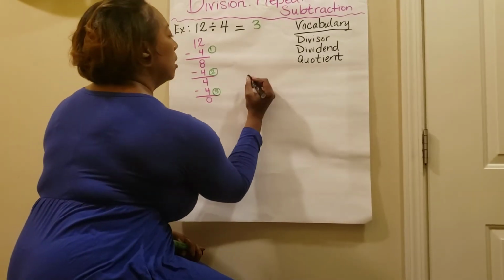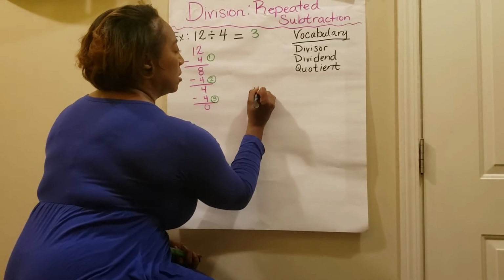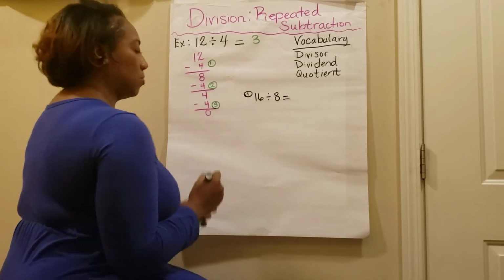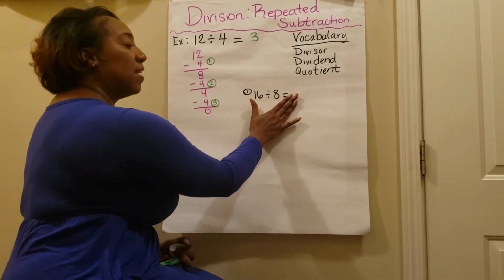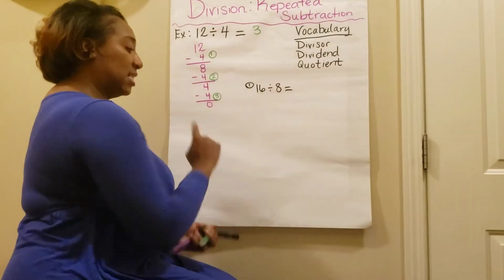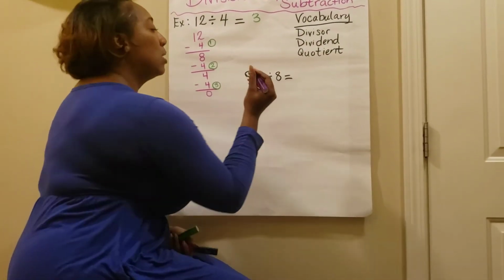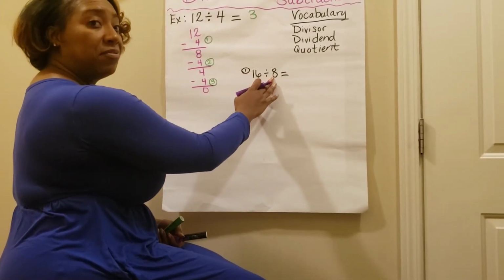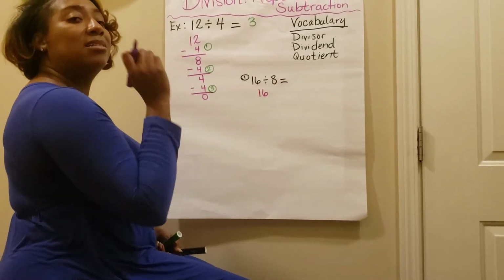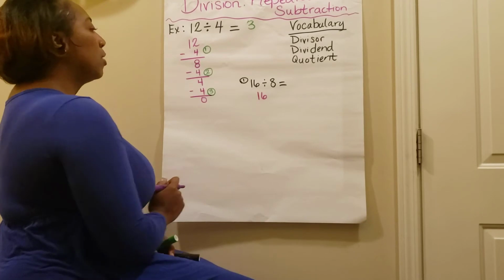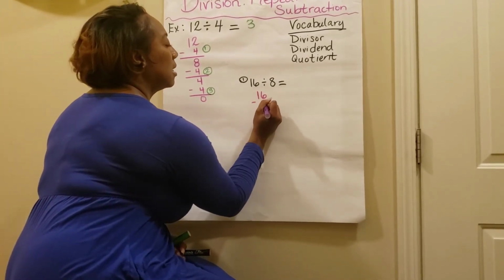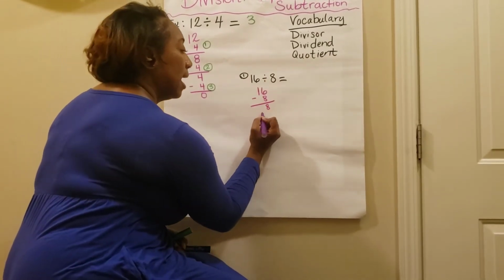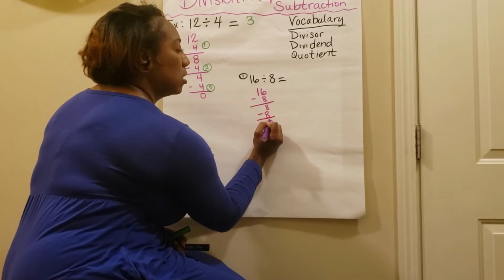I'm going to write it here. Let's do 16 divided by 8. I'm going to put a number 1 here because that's one of our problems. All right, so 16 divided by 8. My dividend 16, I'm going to start with that, and I'm going to repeatedly subtract 8, my divisor, until I reach 0, okay? So 16 minus 8 equals 8. I'm not at 0, so I need to subtract again. 8 minus 8 equals 0.